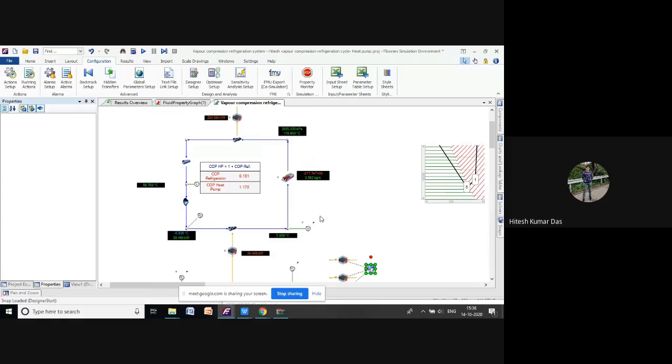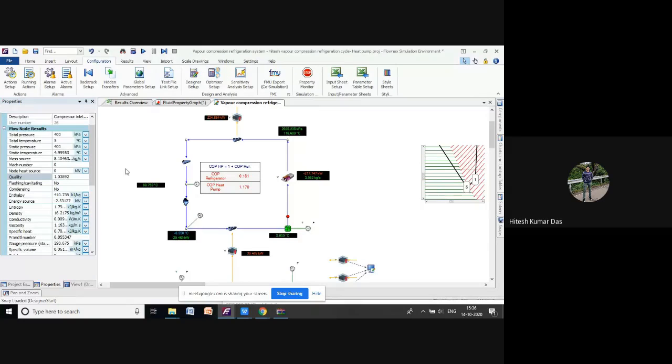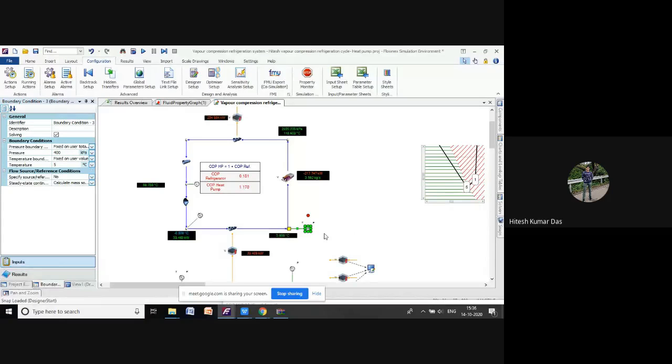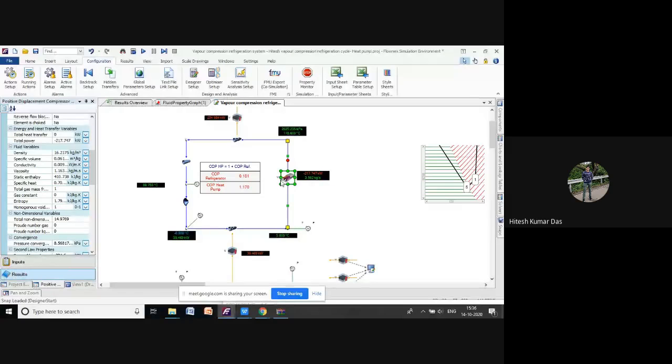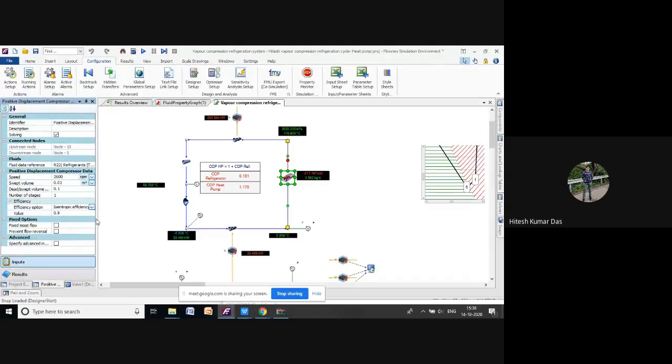The first process is adiabatic compression. This is the first process, from this place to this place. In this node, for this compressor input, we have assigned pressure as 400 kilopascal and temperature as 5 degrees Celsius. This node, the inlet of this compressor, is this much. So for this compressor, we have mentioned all the inputs.